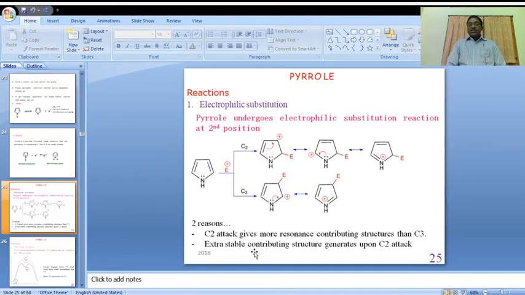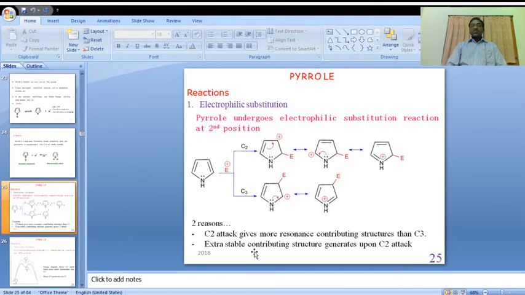Pyrrole undergoes electrophilic substitution reactions at the second position. Pyrrole generally reacts with an electrophile. It is possible for the electrophile to attack the C2 position and the C3 position. When the electrophile attacks the C2 position, it gives a greater number of contributing resonance structures.